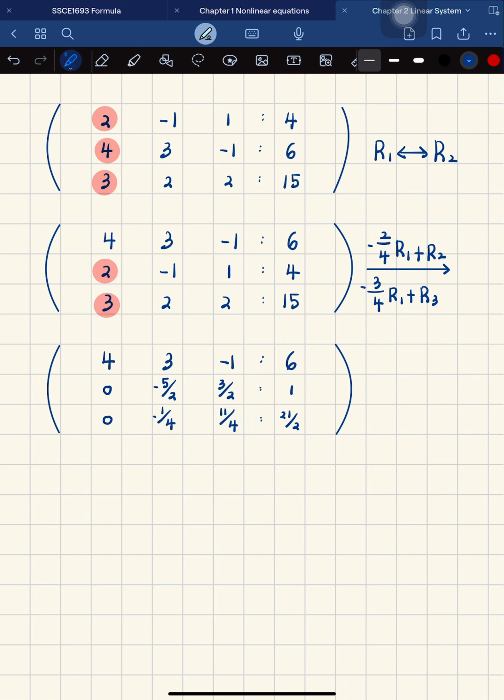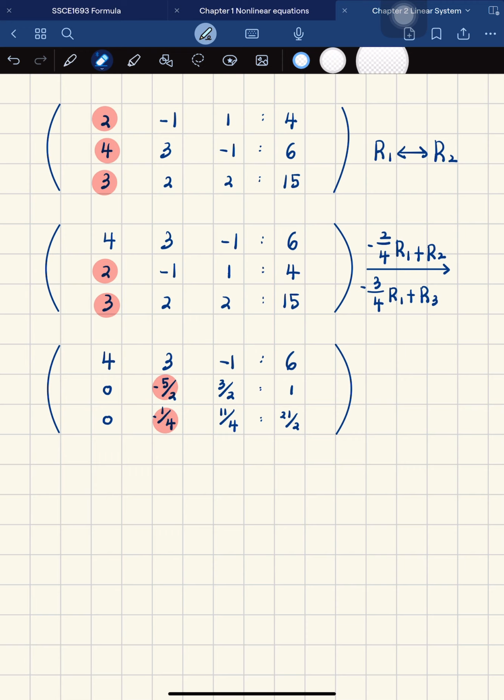So now our focus is at the second column. For the second column, we have to choose the maximum value. But you don't have to focus at these three values. You just focus at two values only, negative 5 over 2 and also negative 1 over 4. You don't have to compare with the first column. We assume our first column is already satisfied.